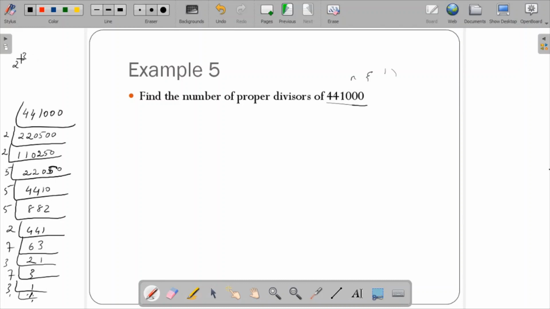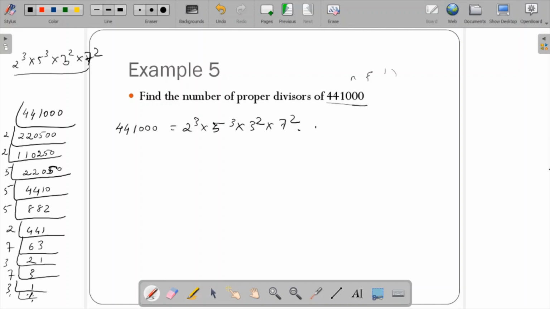2 to the power 3 you have, and then you have 5 to the power 3, and then you have 3 to the power 2, then you have 7 to the power 2. So these are the divisors of this particular number. So what we'll write is, we'll write this particular divisor as it is. We note that 441 is nothing but 2 to the power 3 into 5 to the power 3 into 3 to the power 2 into 7 to the power 2.